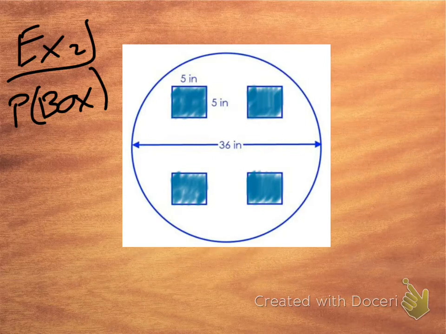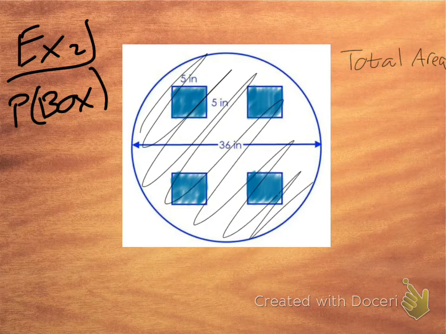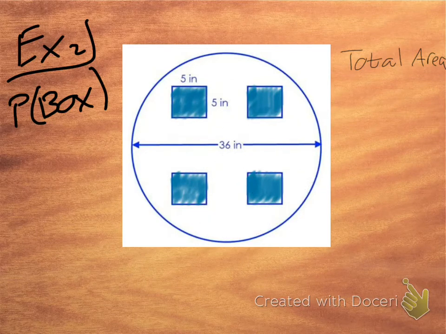So what we do here is we first need to find the total area. So we're going to go with that first. We want to find the total area, and that's looking at the area of this entire shape here, which is a circle. So we need to find the area of the circle. So the area total is pi r squared, because it's a circle. And what's the radius? Well, we know that the diameter is 36.